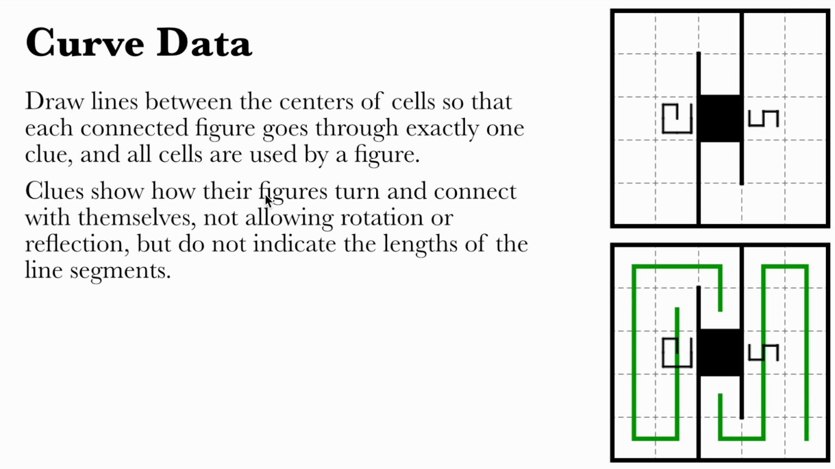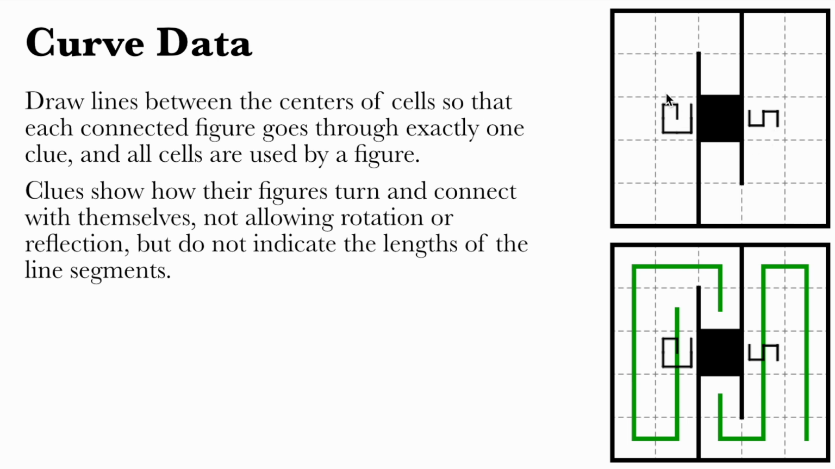Clues show how their figures turn and connect with themselves, not allowing rotation or reflection, but do not indicate the lengths of the line segments. So this is where it starts getting weird. Let's look at the clue on the right first. This kind of sideways S shape you can see we have made in the answer, but this little leg of it is really short and this one is very long. And that's all fine because the clue doesn't say anything about the lengths, just how they turn.